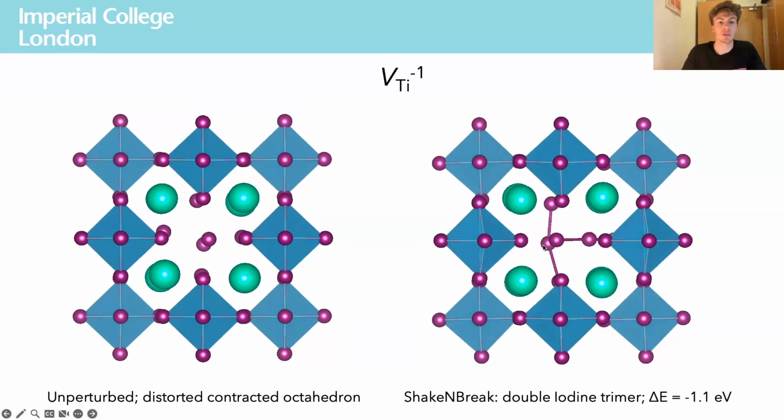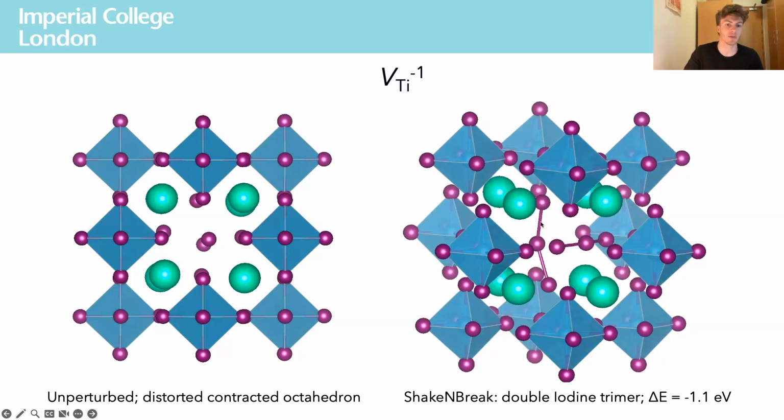In the -1 charge state, where we have less electrons available and thus a greater propensity for forming these covalent bonds and essentially annihilating holes, we find again iodine trimers for our ShakeNBreak distorted lower energy structure, but in this case a double trimer with 2 of the neighboring iodines moving toward the vacancy position and forming this staggered trimer arrangement. And this is easier to see if I rotate the structure a bit like this, and you can see the staggered arrangement of our iodine trimers here.